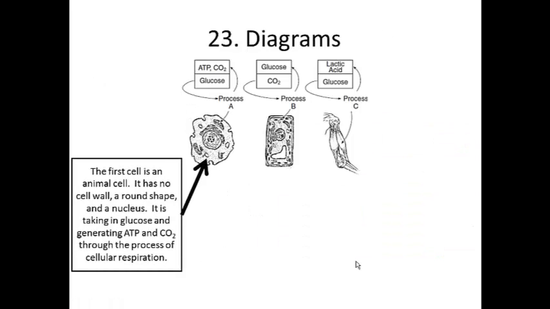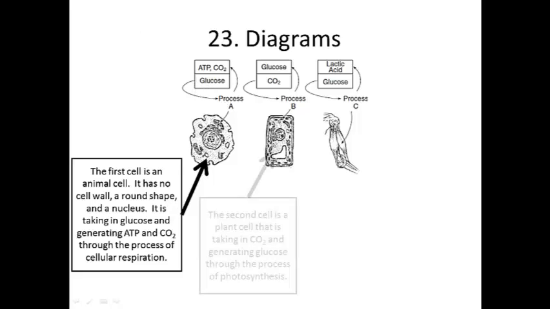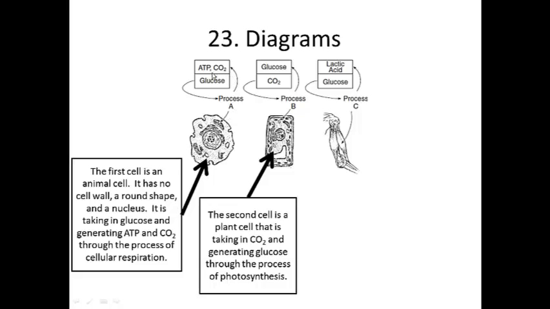So the first picture is an animal cell. It is round, so that means that it doesn't have a cell wall, and it's got a nucleus. It is taking in glucose, so in this picture, glucose goes into process A. Process A takes place inside this mitochondria, and it spits out ATP and CO2. So this is cellular respiration that's occurring.